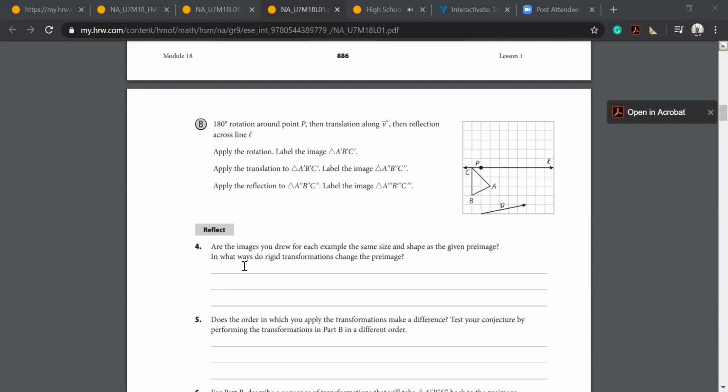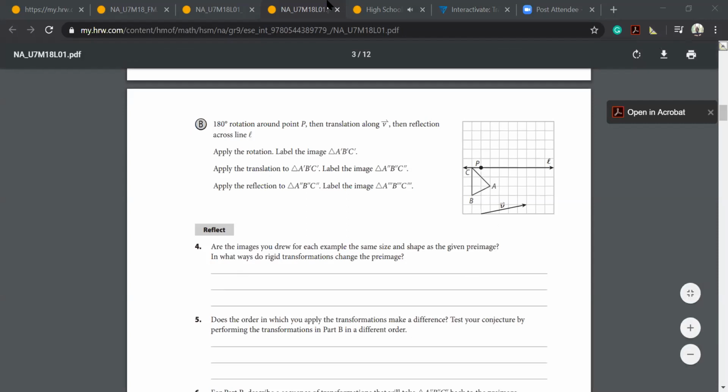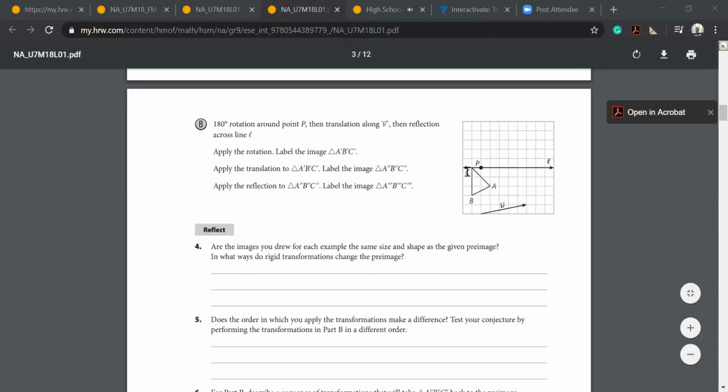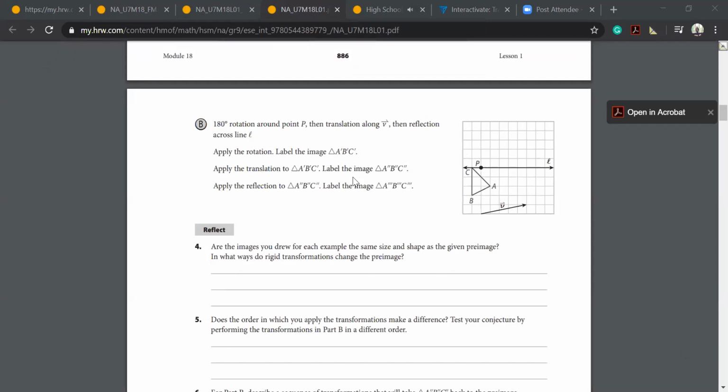The question is, in what ways do rigid transformations change the pre-image? Only the orientation. What do I mean by the orientation? The direction. So A was in here, B was in here, C was in here. Rigid transformation can change the orientation of the points. It can make A in here, B in here, and C in there. Now the size and the shape are the same. So this is what we are going to be writing for question 4.